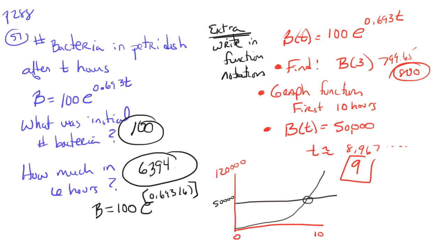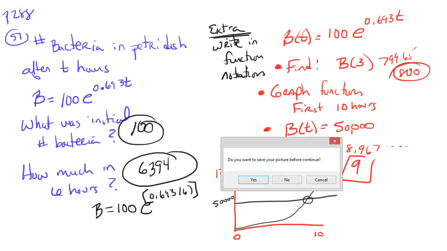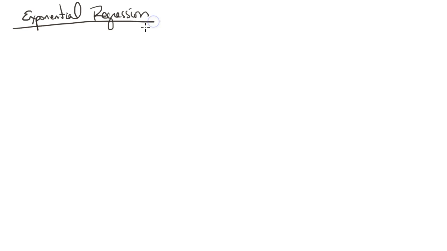Let's try it again. Exponential regression. All right, so they actually use this as an example in the book or somewhere. So we're going to modify it though. It says the U.S. population is given by the chart, and the chart is in millions.